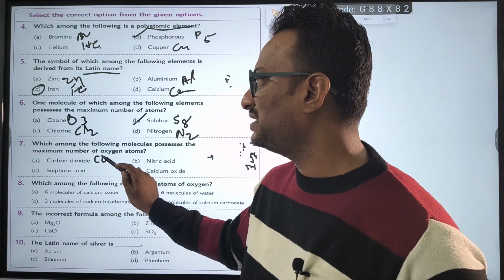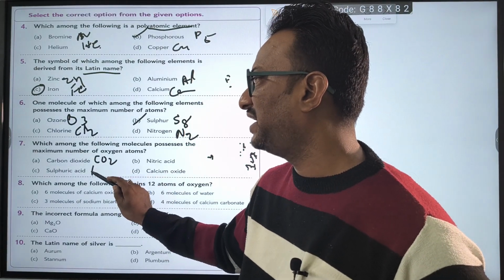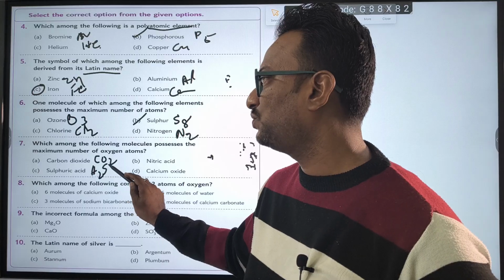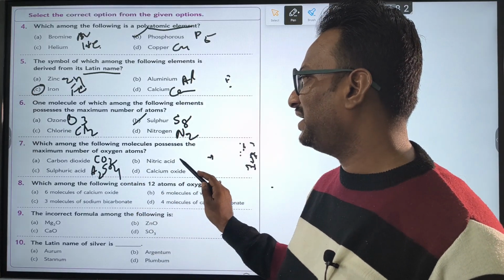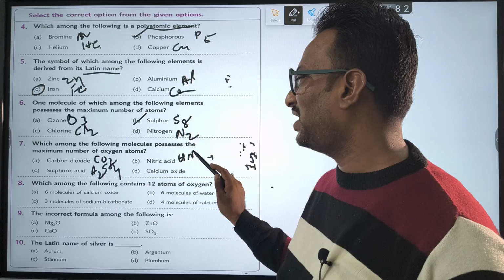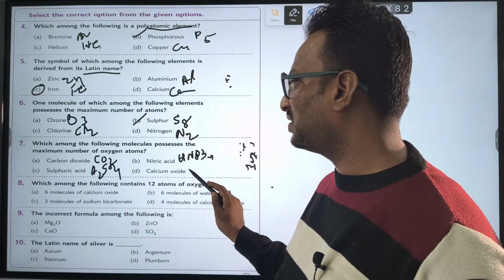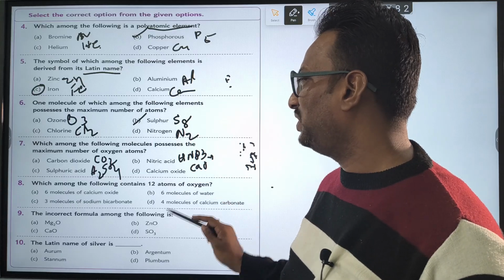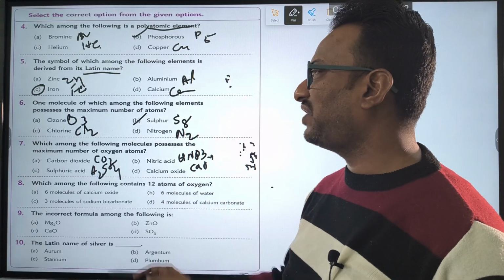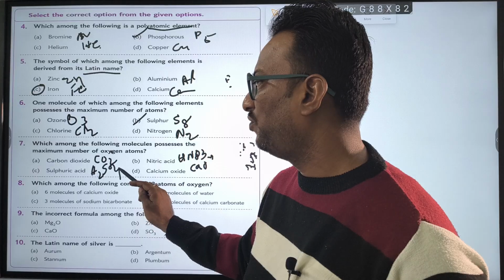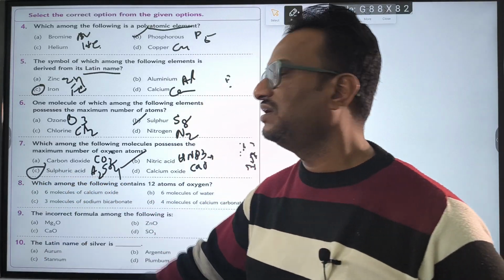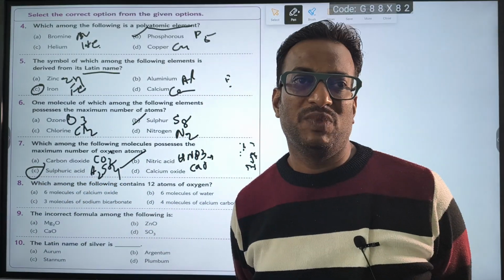Carbon dioxide, the formula is CO2. Sulfuric acid, H2SO4, and nitric acid, HNO3. The formula for nitric acid is HNO3. Calcium oxide, CaO. In this, the maximum number of oxygen atoms is in H2SO4, sulfuric acid. So the answer is C, sulfuric acid.